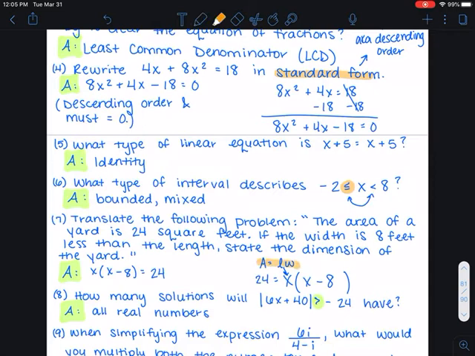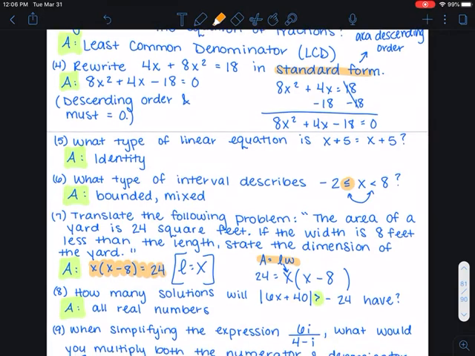Alrighty, so again, area is equal to length times width. The area is equal to 24, so I said area is 24, okay? If the width is 8 feet less than the length, so we have the length. We don't know how long the length is, so length is going to be equal to x, okay? So we have length there, and the width is 8 feet less than the length, so we have x minus 8, which is 8 feet less than the length, which is x. Alright, so your final answer would be this right here.